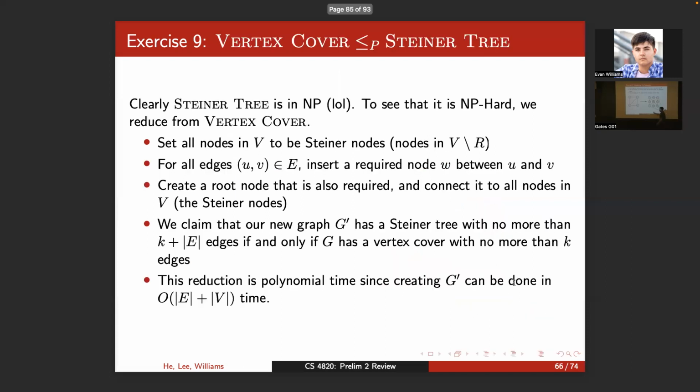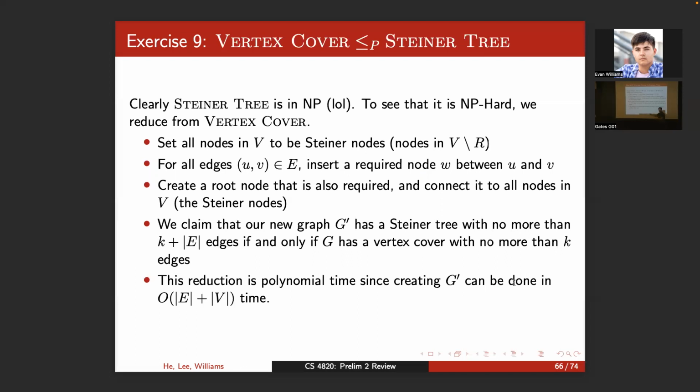So remember, we have our original graph G. We keep that original graph G, right? And we make all of the nodes in that graph Steiner nodes, right? They're not required. And then for every single edge in that graph, we're going to splice a node into it, right? So if we have UV, we'll create UW and WV, and W will be a required node, right? So for every edge, we have one of these nodes.